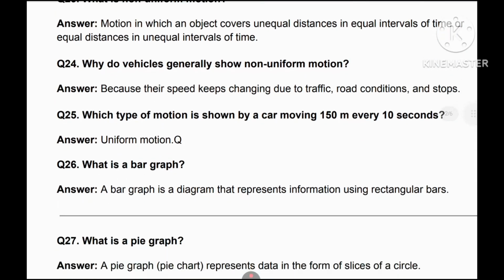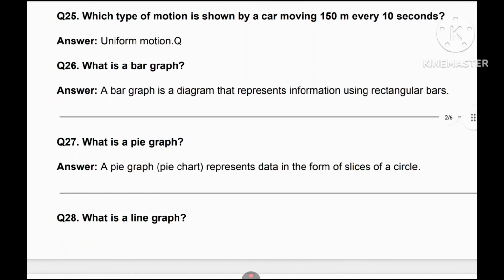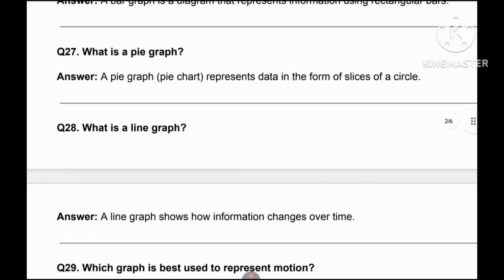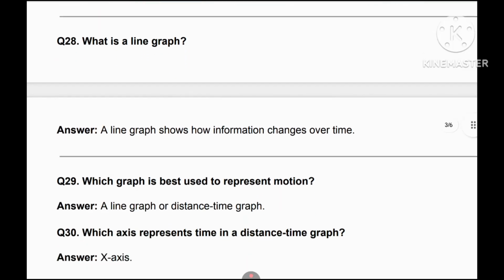Why do vehicles generally show non-uniform motion? Because their speed keeps changing due to traffic, road conditions and stops. Which type of motion is shown by a car moving 150 meters every 10 seconds? Uniform motion. What is a bar graph? A bar graph is a diagram that represents information using rectangular bars. What is a pie graph? A pie graph or pie chart represents data in the form of slices of a circle. What is a line graph? A line graph shows how information changes over time.